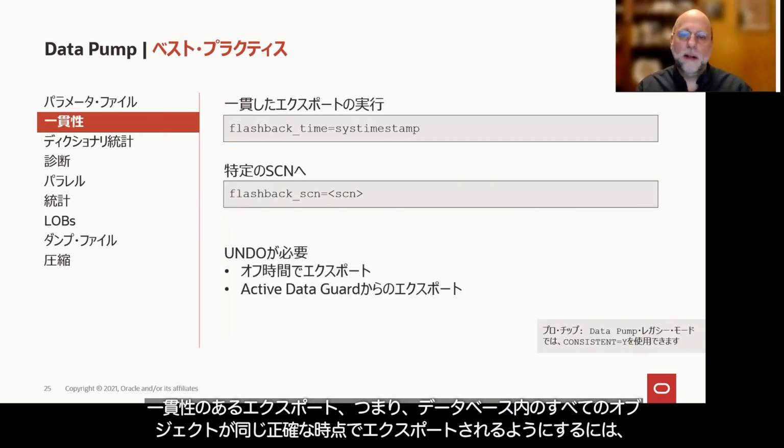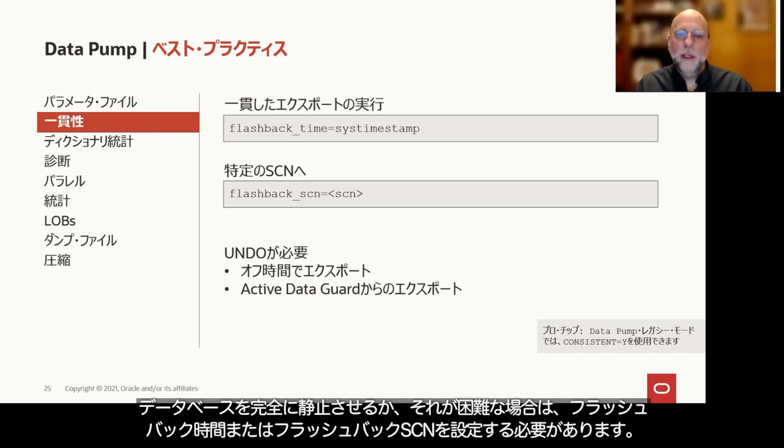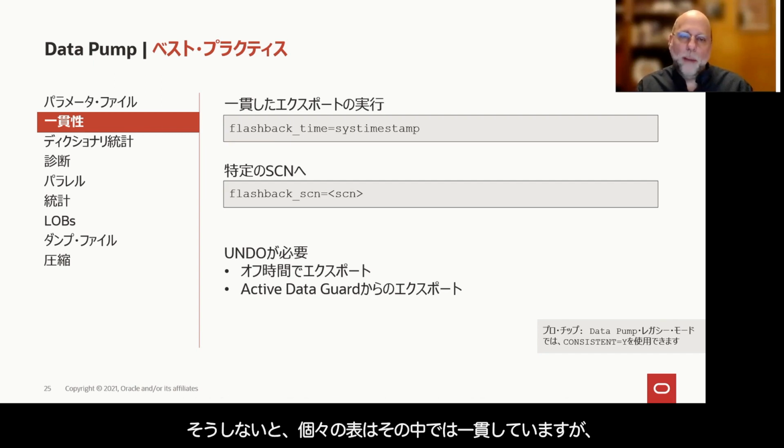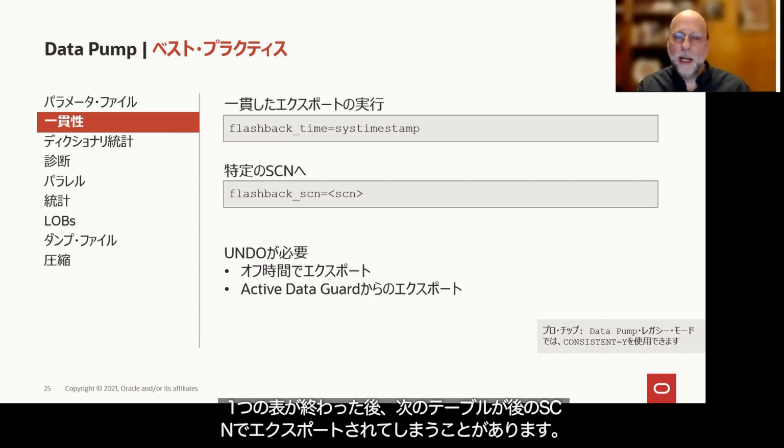Now, for consistent exports, by which I mean every object in your database exported as of the same exact point in time, what you need to do is either have your database completely quiesced, which can be difficult, or set flashback time or flashback SCN. That way, every object, every table, every index will be exported as of that timestamp or that SCN. Otherwise, individual tables will be consistent within their partitions, but after we finish one table, the next table might be exported as of a later SCN.